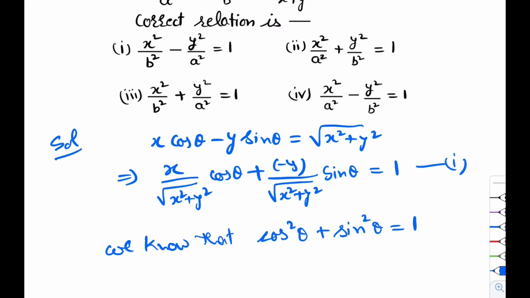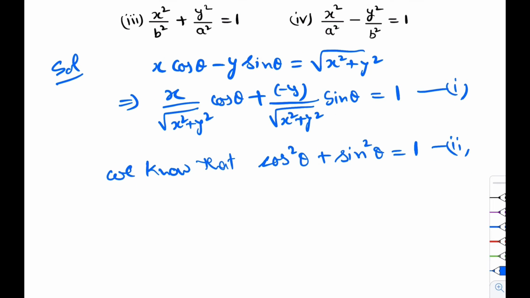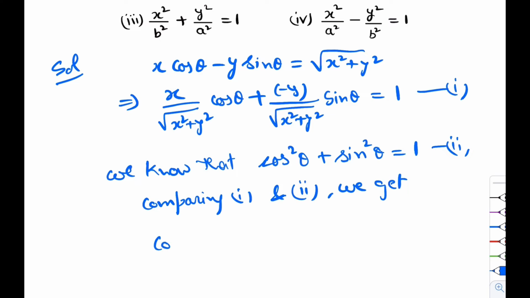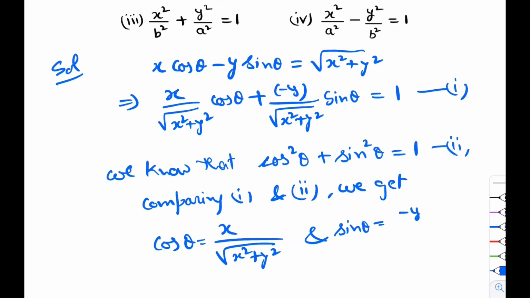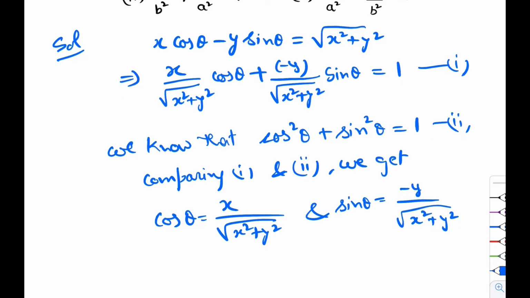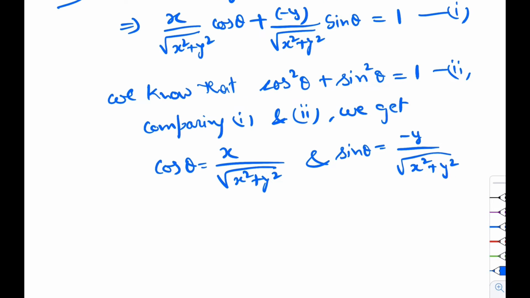So comparing equation number 1 and 2, we get cos theta equal to x upon under the root x square plus y square and sin theta equal to minus y upon under root x square plus y square. So we have the value of cos theta and sin theta.